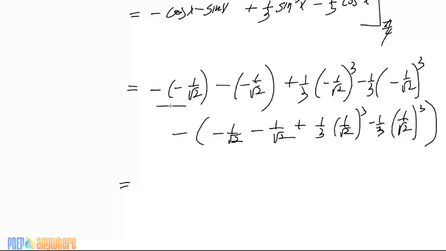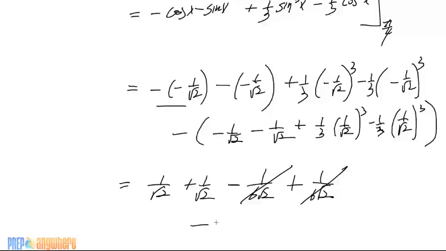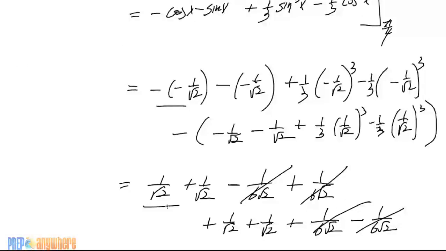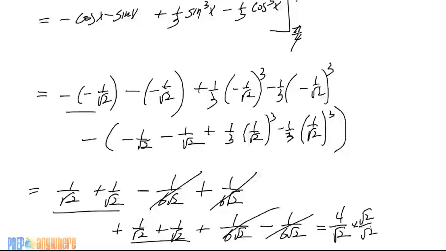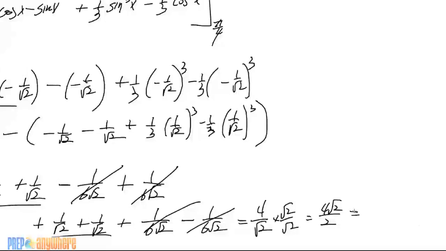Let's simplify. That becomes 1 over root 2, another 1 over root 2. If you cube that, you get 2 root 2, so it's minus 1 over 6 root 2, and plus another 1 over 6 root 2, which cancels out. At the bottom, distributing the negative, I get plus 1 over root 2, another plus 1 over root 2, and again the 6 root 2 terms cancel out. So we have exactly 4 of those, which is 4 over root 2. Multiply top and bottom by root 2 to get 4 root 2 over 2, which simplifies to 2 root 2 for the area.